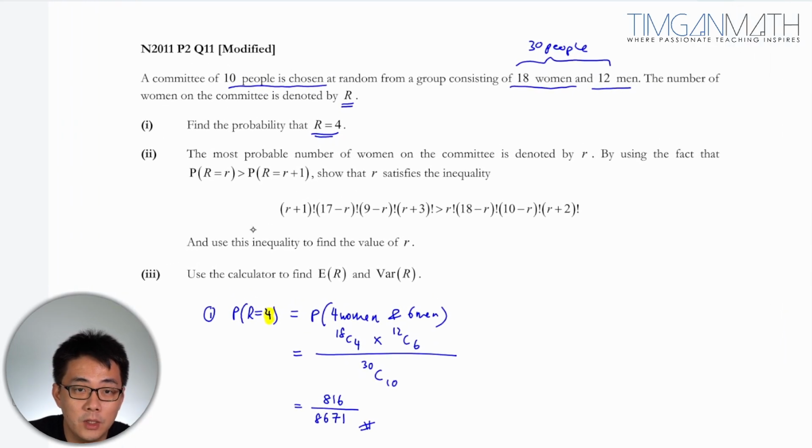Let's look at the second part. The most probable number of women on the committee is denoted by R. By using the fact that P(R = r) is bigger than P(R = r + 1), later we'll talk about why this is so, we want to show this inequality. Okay, I think we just straight away do it.